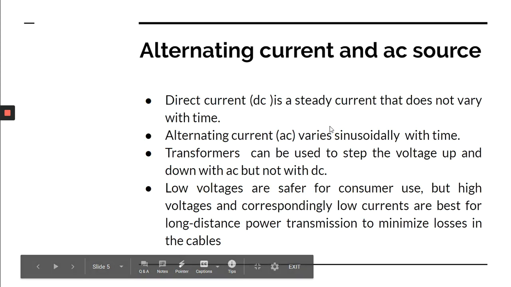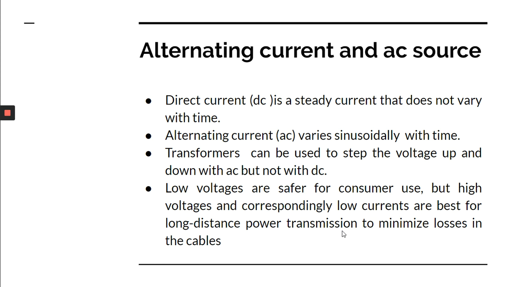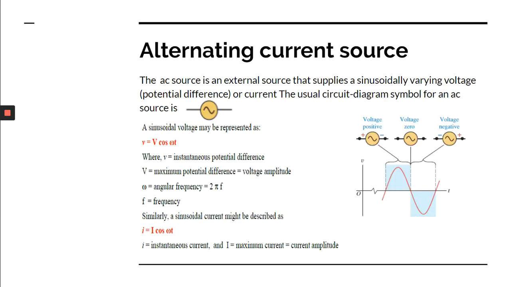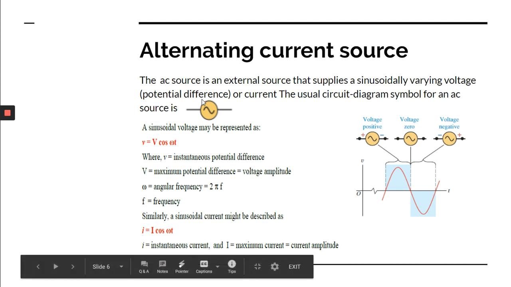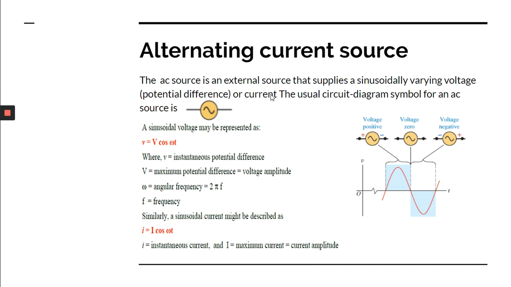In most cases we are using AC current, and particularly we are using an AC source, not a DC source. Our power supply is an AC source. So now let's discuss exactly what that AC source or AC current is. The AC source is an external source that supplies a sinusoidally varying voltage or current.